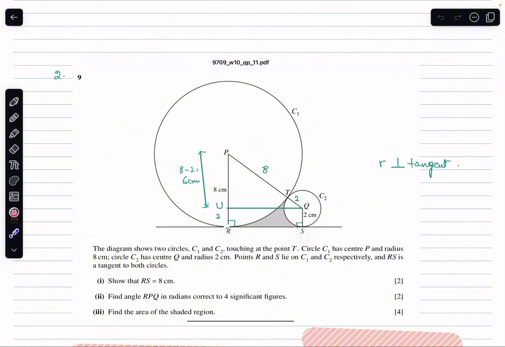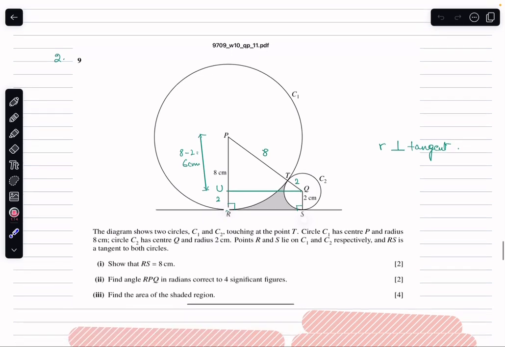For a tangent to both circles, just remember the property that where the radius meets the tangent, the radius and tangent will always be perpendicular to each other. So this radius and the tangent are perpendicular, and this radius and the tangent are also perpendicular at point S here. This is a very important property to remember: the radius and tangent are always perpendicular, meaning they make 90 degrees with respect to each other.